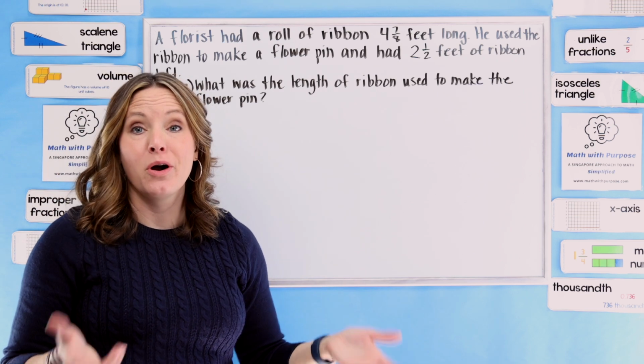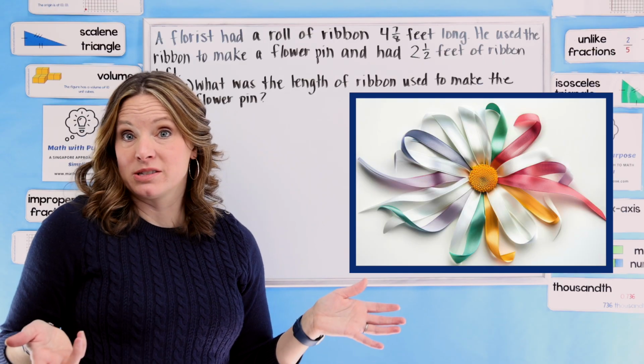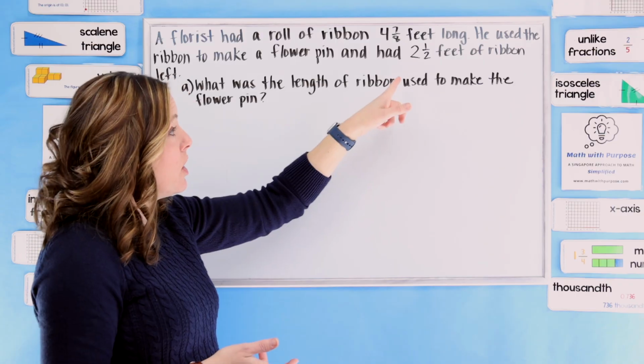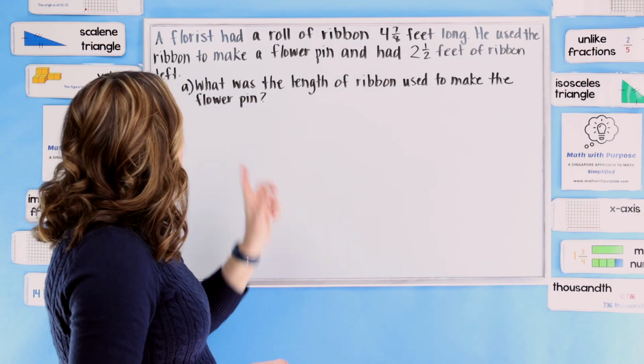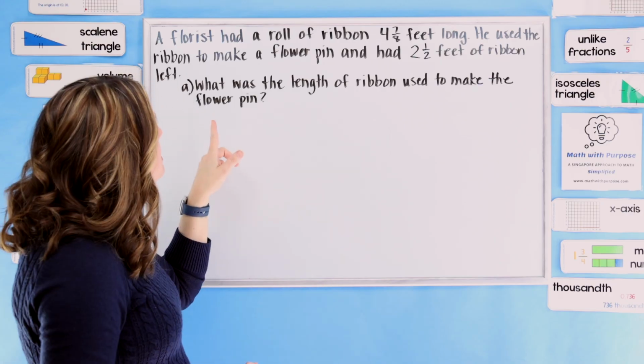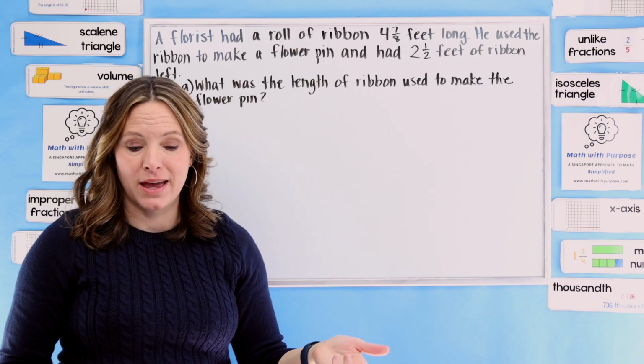So what do we know now? We know that he's going to use part of the ribbon to make a flower pen. Sounds awesome. And he's going to have some of the ribbon left. This is actually a two-part question. We're just going to look at the first part. First, what was the length of ribbon used to make the flower pen?